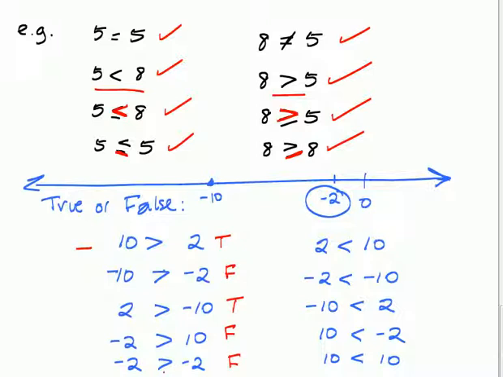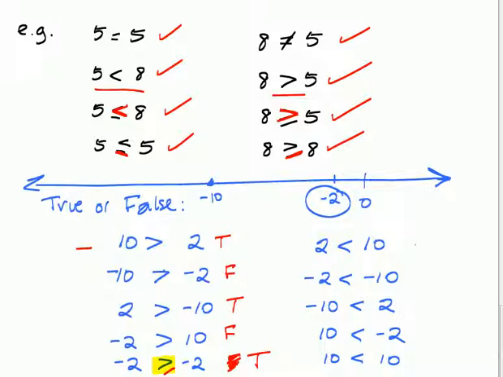Could we just change this middle symbol a little bit to make that a true statement? Yeah, if we include the option equals, then we can turn that statement into a true statement. Okay, very quickly, over on the other side, using less than.